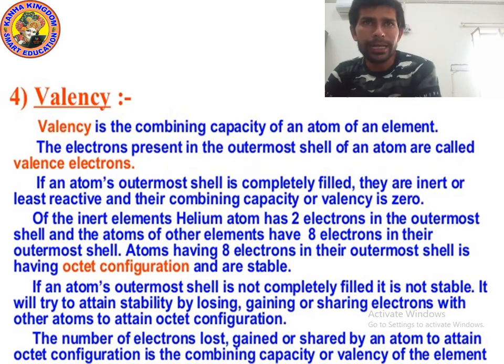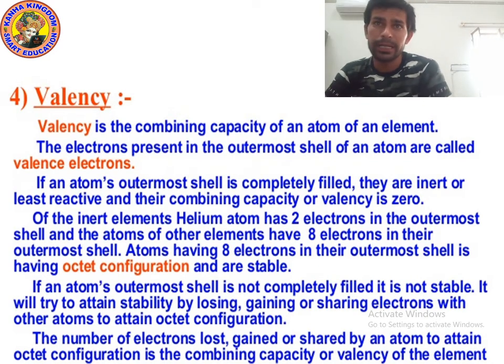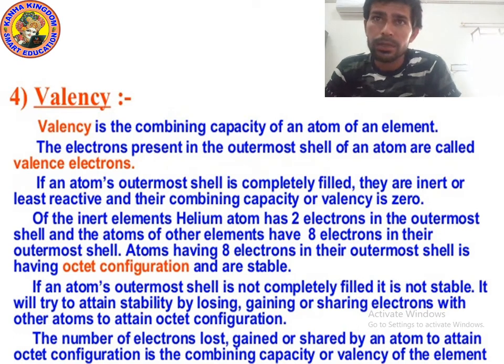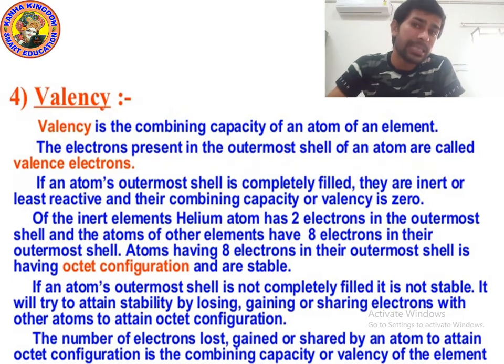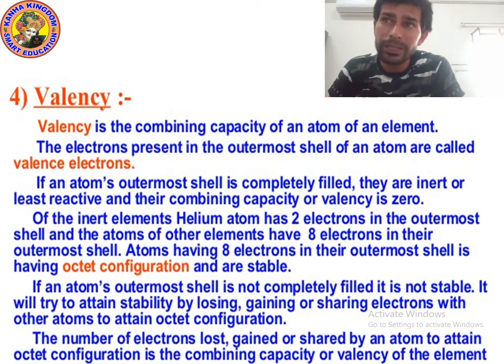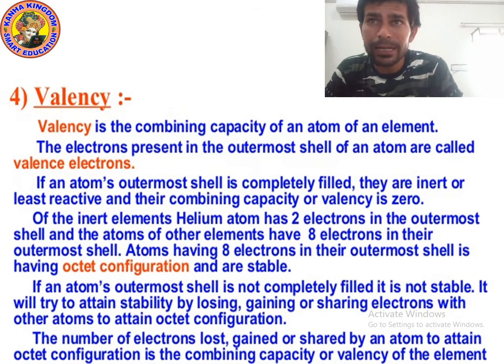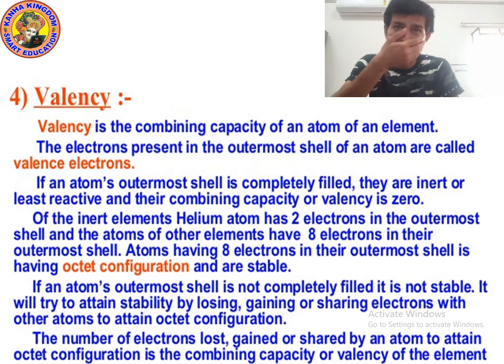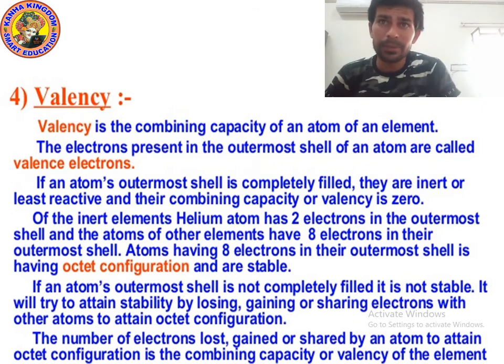Among the inert elements, the helium atom has 2 electrons in its outermost shell. In the K shell, 2 electrons means it is completely filled, so it will not react with any other. And the atoms of the other inert elements have 8 electrons in their outermost shell. If 8 electrons are filled, they will not react. For example, argon has 8 electrons, that's why it will never react.